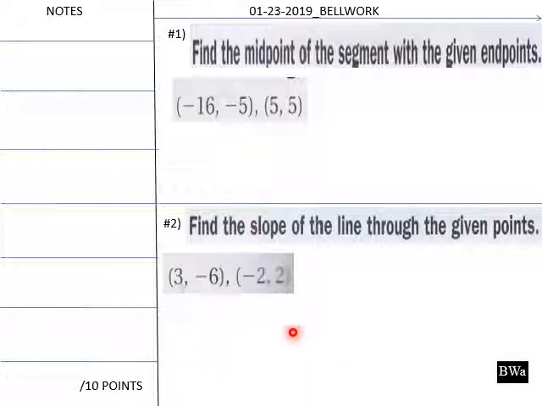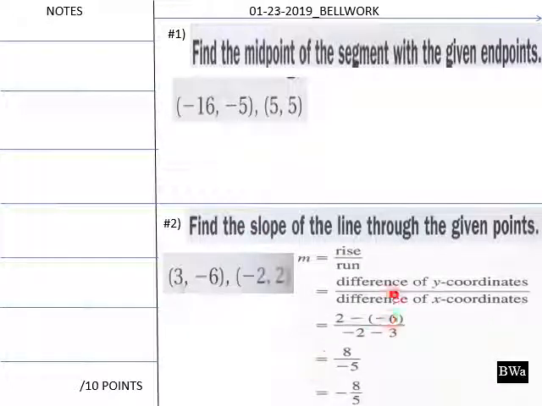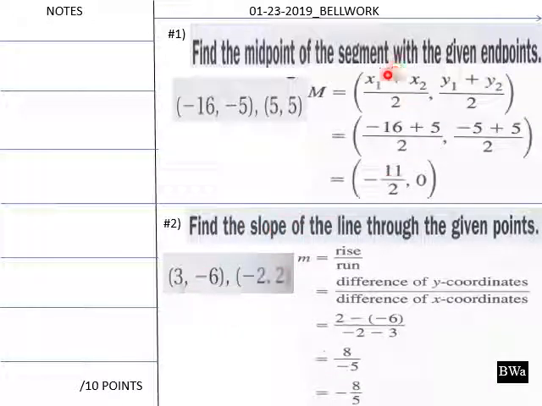Okay, welcome back. For your solutions, you get this one first. Your slope is -8/5 here. You plug in from here. And then for number 1, here is your midpoint. You plug into your formula from these 2 points. You get -11/2 and 0 here for your midpoint.